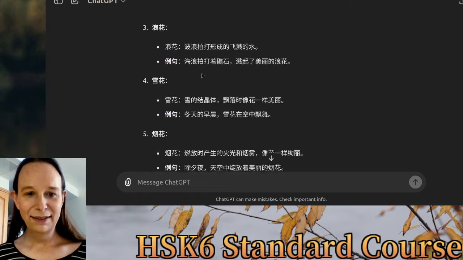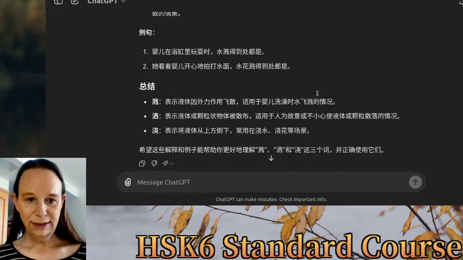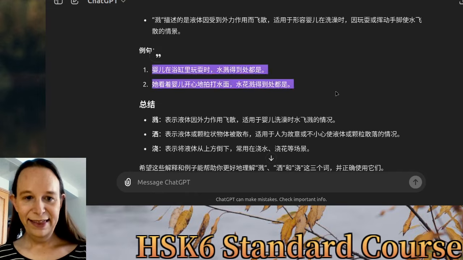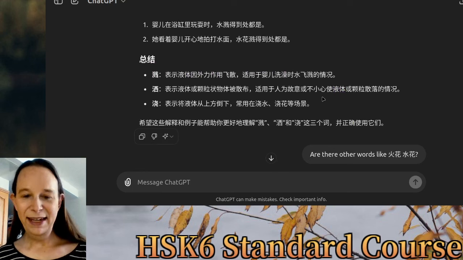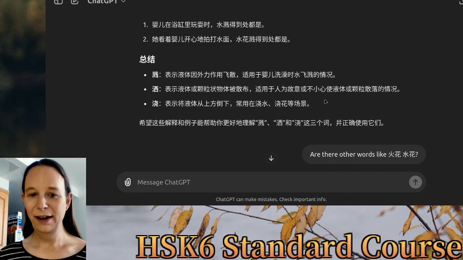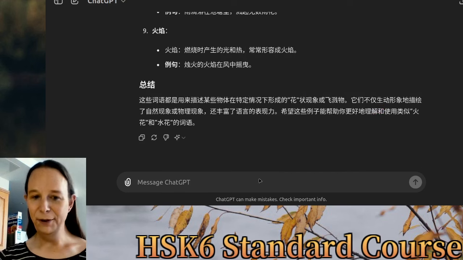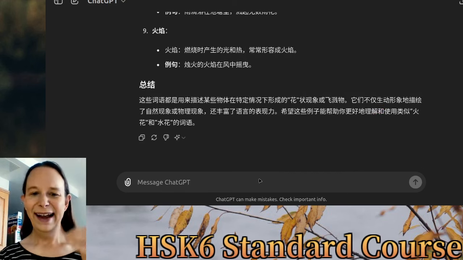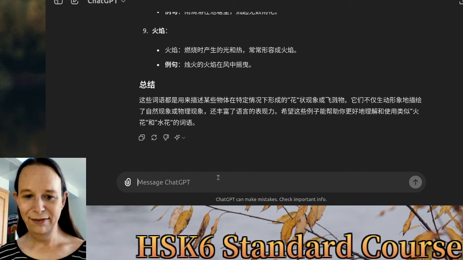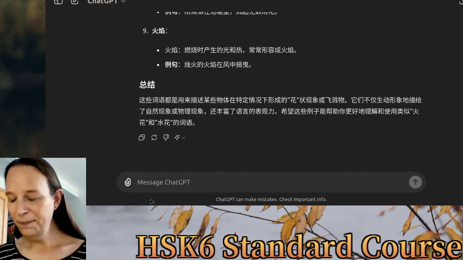What were we doing moments ago? Probably back here. All right, so it thinks 溅 is the best for a baby in a bath, splashing all over the place. Which makes sense to me, because you're using force and the water is going everywhere, and you kind of think of it as a slightly negative thing as well. I mean, ideally, the water would stay in the bath.